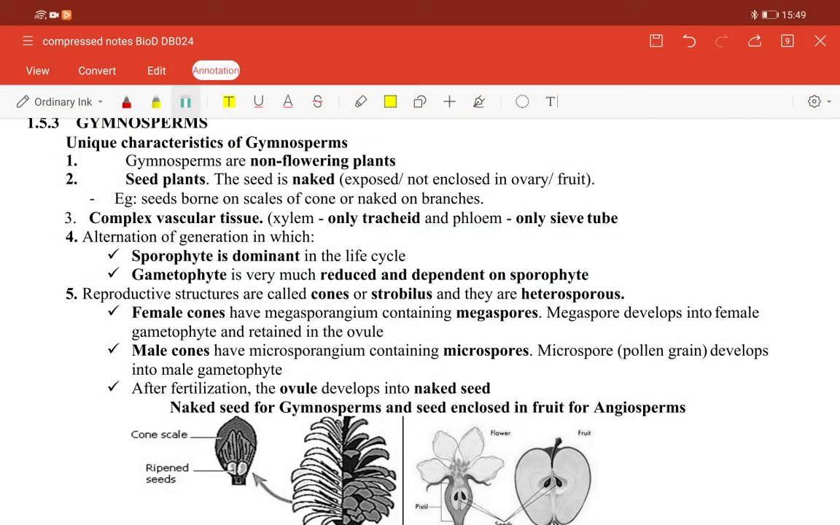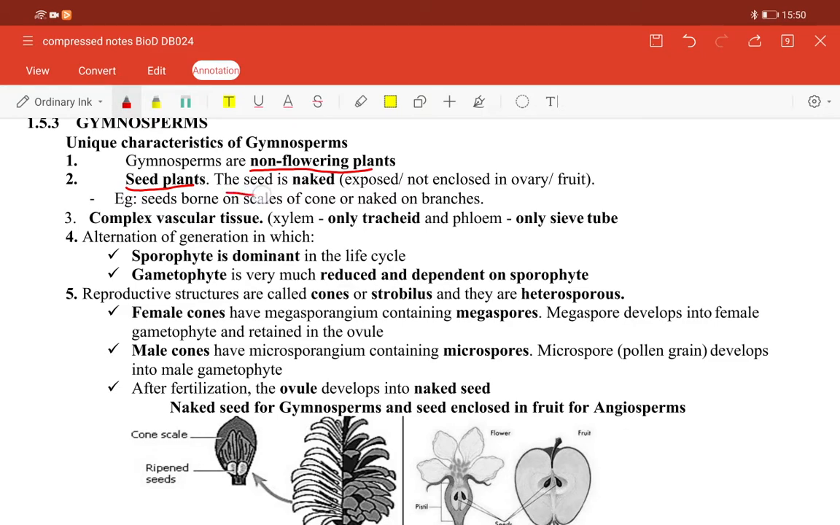Okay, hi. In this video, I'm going to explain on Gymnosperm and Angiosperm based on compressed notes DB024. So, untuk first part is the unique characteristics of Gymnosperm, di mana dia adalah non-flowering plants. They do not produce flowers. And sekarang untuk group ini, dia adalah seed plants, which means they are seed produced instead of spores.